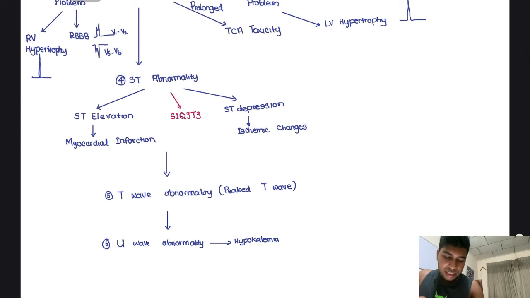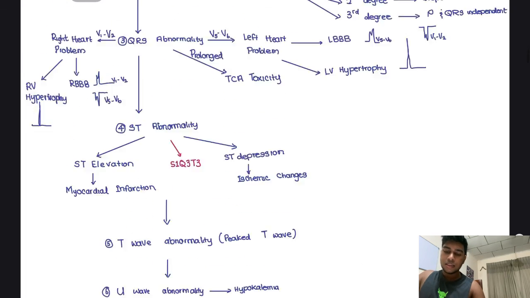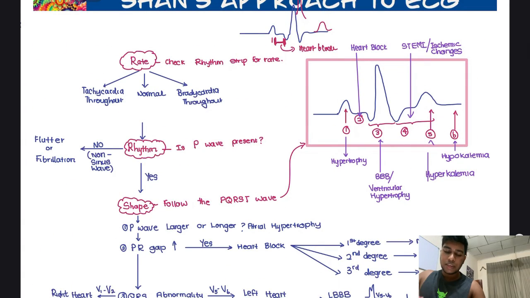And if there is ST abnormality, it could be elevation, depression, or S1, Q3, T3. Okay? Next, T wave abnormality, U wave abnormality, done. If you can follow these rules, rate, rhythm and shape, you can read any ECG. Okay? It's all about the practice.